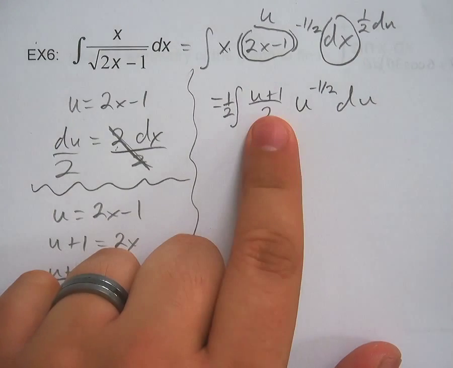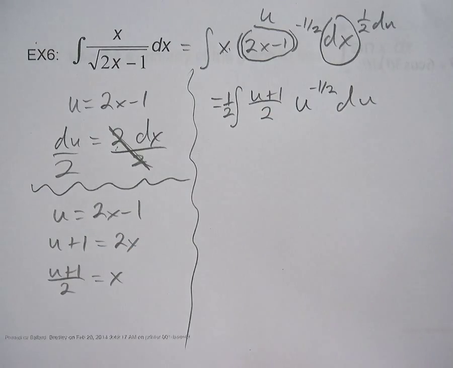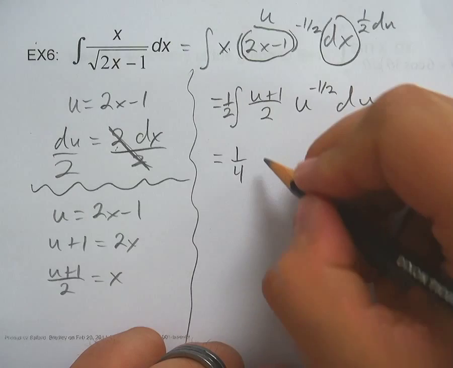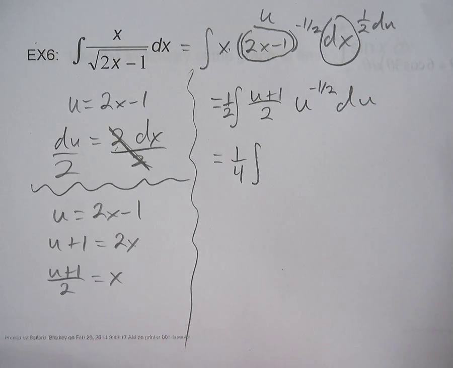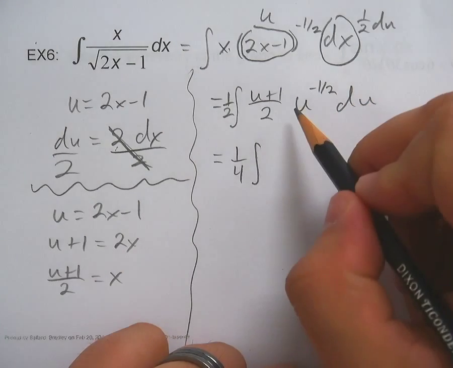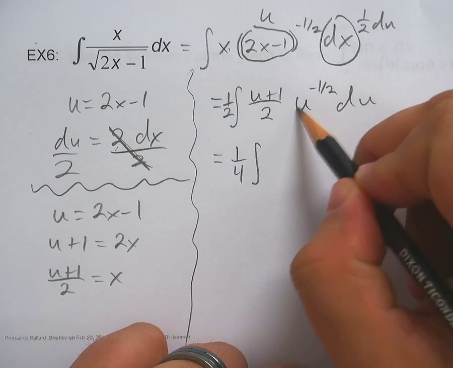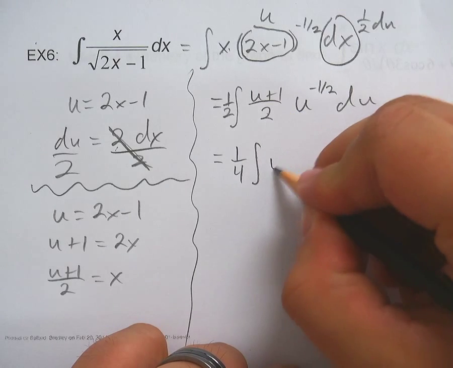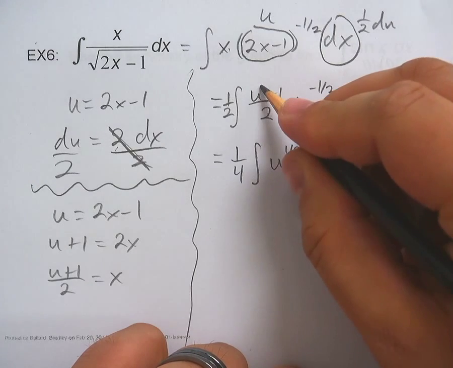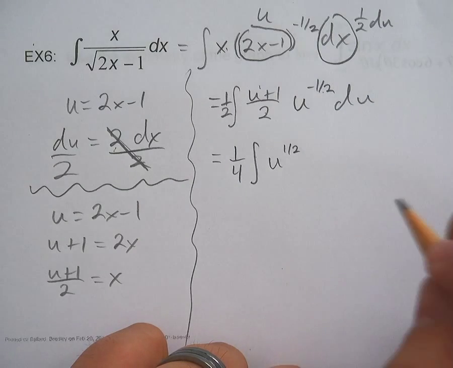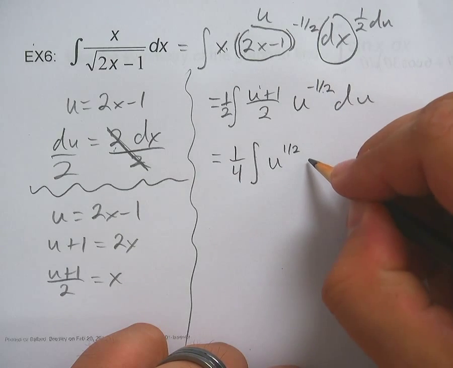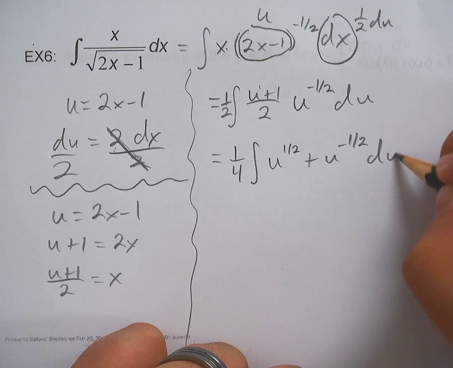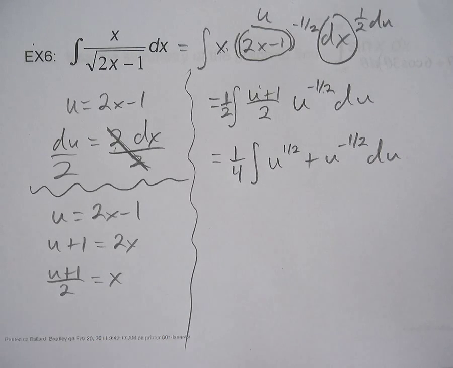Now I can also bring this 1/2 out front since it's all multiplication here. This is going to be 1/4 the integral, and let's go ahead and multiply this all together here. If we bring this 2 out, we'll have u to the negative 1/2 times u, which is u to the 1/2. 1 minus 1/2 is 1/2, plus u to the negative 1/2 du.